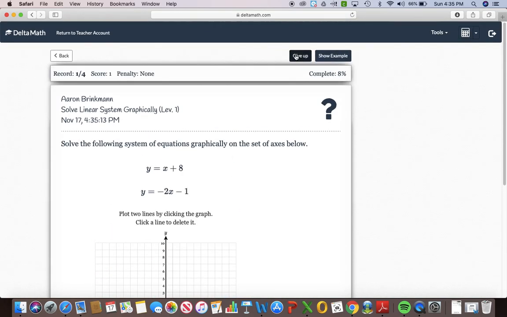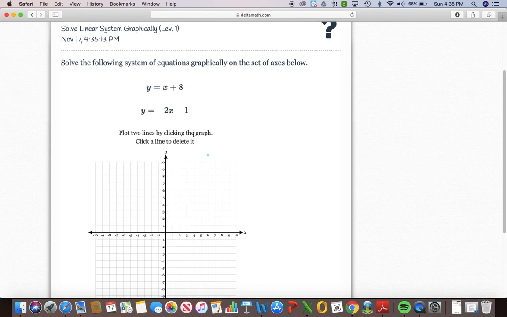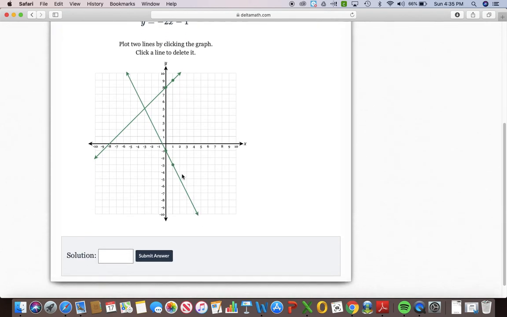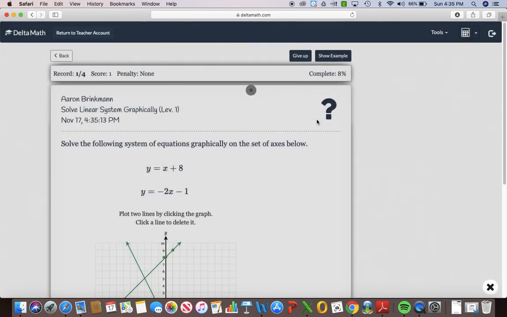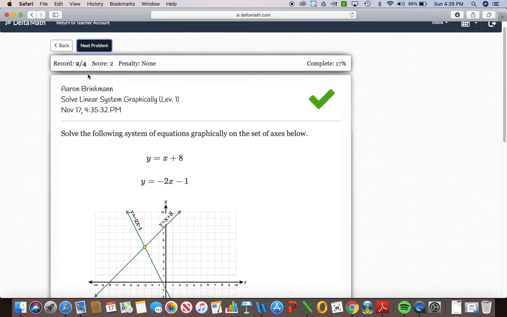So I can go back to my problem. I'm going to graph this one real quick. Put it at 8, slope of 1, y-intercept of -1, slope -2 over 1. They're meeting at -3, 5. So I'm going to type in -3, 5. Submit, yes. Green check mark. So I have 2 of the 4 I need.